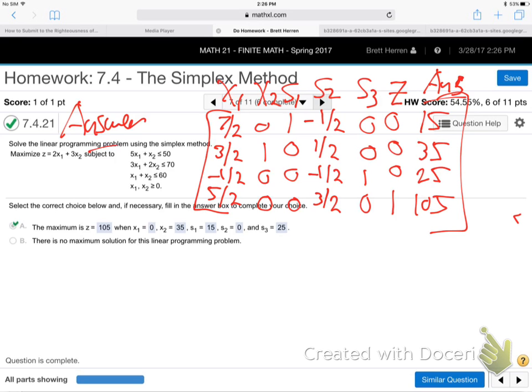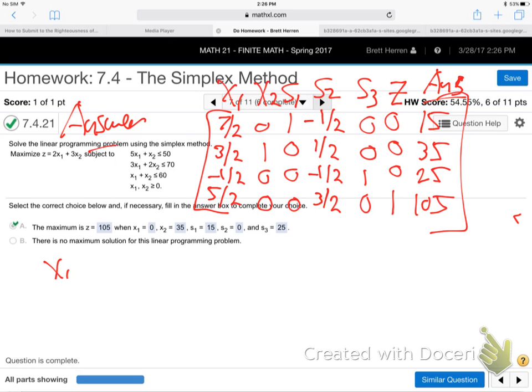With me on that? See how that always works? You just start with X1, X2, and you just do as many as they have. Then as soon as you're done with X's, you start with S: S1, S2, S3. The second to last column is always Z, and the final column is your answers. Good so far? Now, how do you do the final?